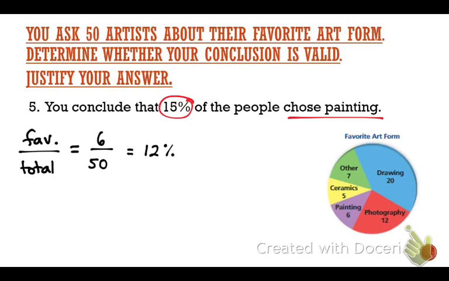So that tells us it's 12%. If you don't know how to do that mental math, you could simply put 6 divided by 50 into your calculator. You will get 0.12, which equals 12%.